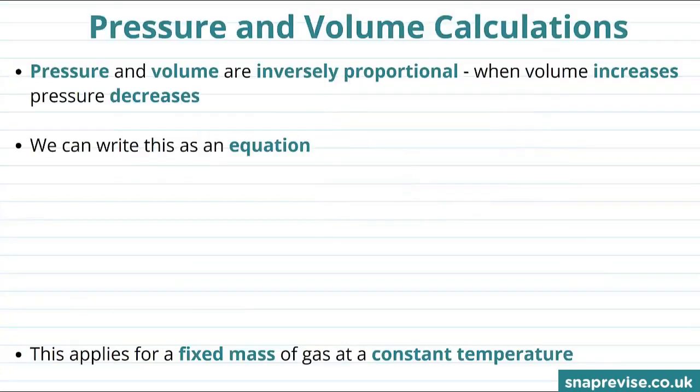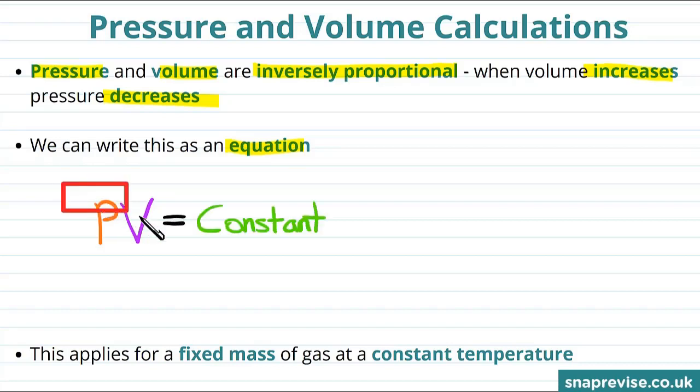Now the mathematical way to describe this relationship is to say that pressure and volume are inversely proportional. That is, when the volume increases, the pressure decreases. And we can write this as an equation. And the equation might look kind of strange if you haven't seen this sort of thing before, but the equation is that the pressure multiplied by the volume is equal to a constant.